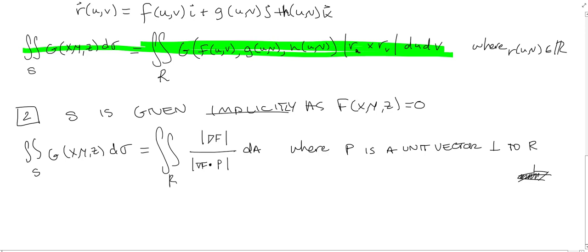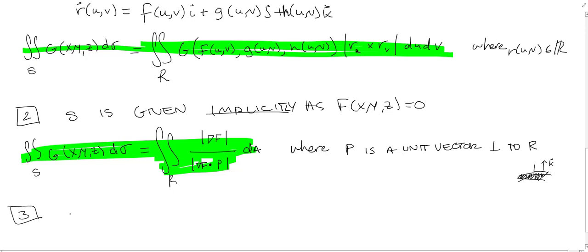Okay, then p would be perpendicular to this, so pointing upward, so we could use the unit vector k in that case. Okay, so this would be how you evaluate your surface integral if your surface is defined implicitly. So let's do one more version here, and this is going to be if S, your surface, is given explicitly.